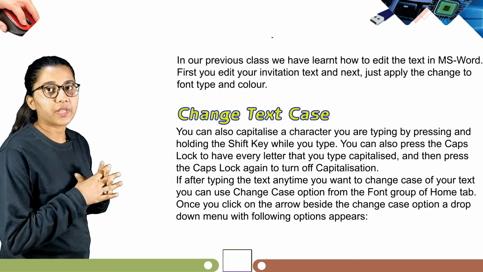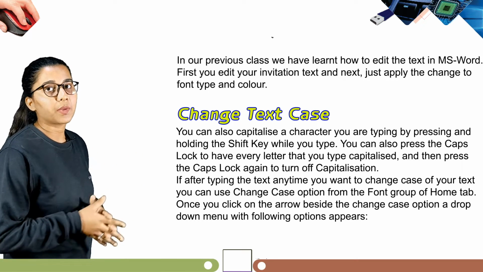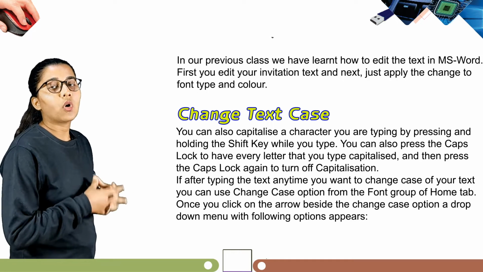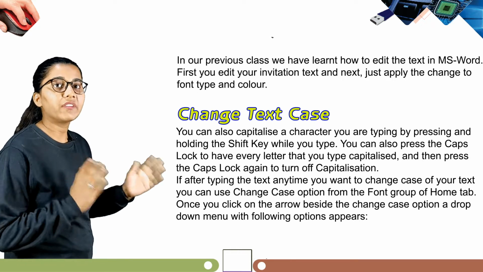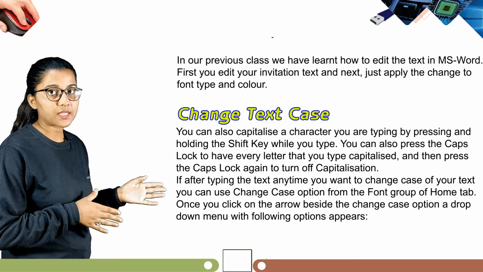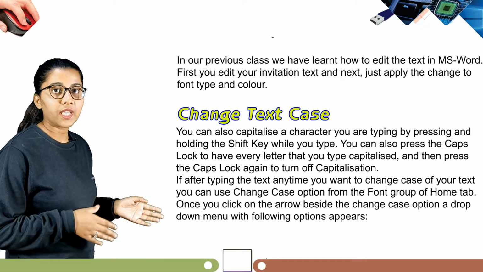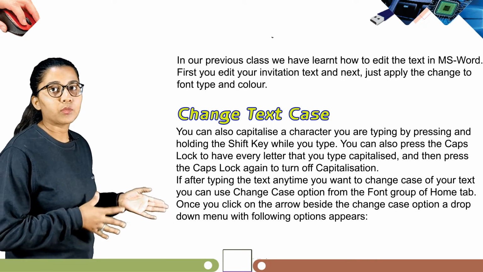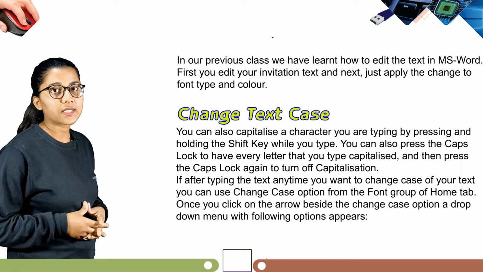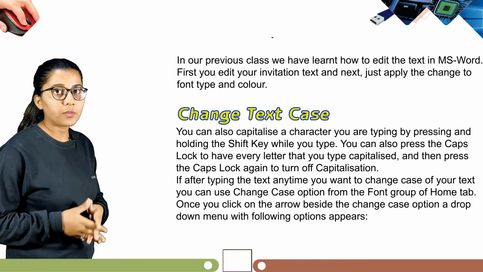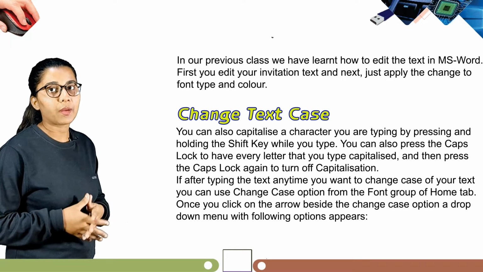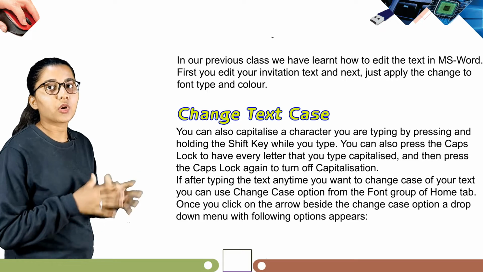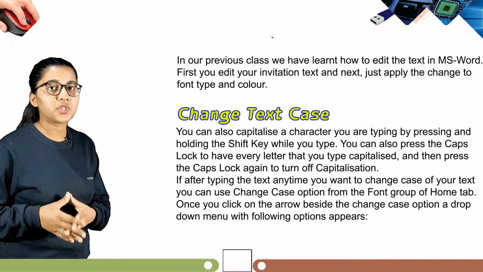You can also capitalize a character you are typing by pressing and holding the Shift key while you type. You can also press the Caps Lock to have every letter that you type capitalized and then press the Caps Lock again to turn off capitalization. If after typing the text anytime you want to change the case of your text, you can use the Change Case option from the Font group of the Home tab. Once you click on the arrow beside the Change Case option, a drop down menu with the following options appears.